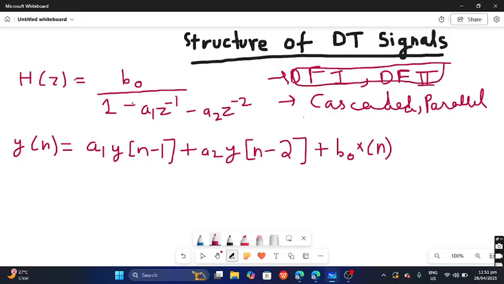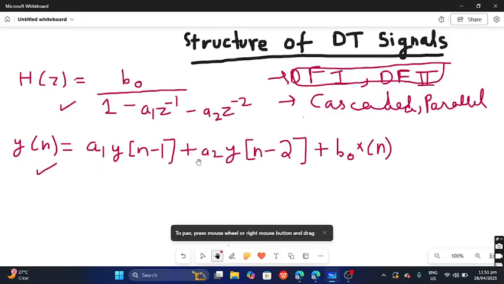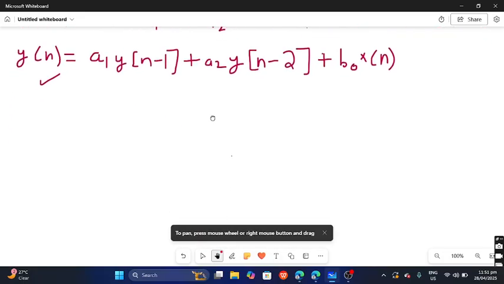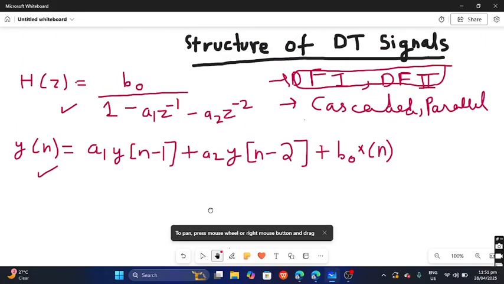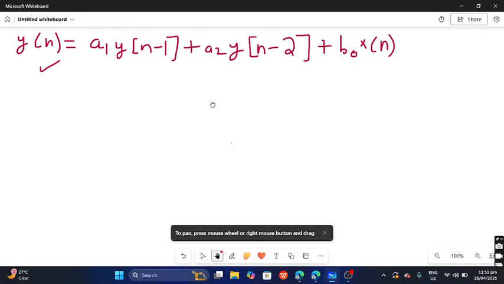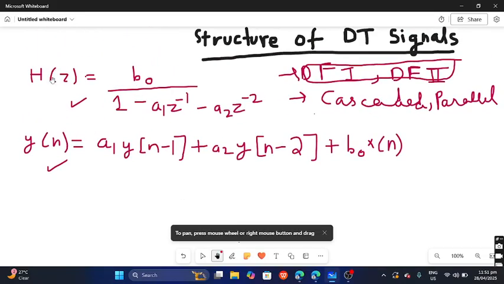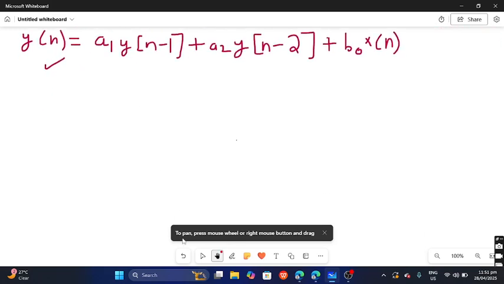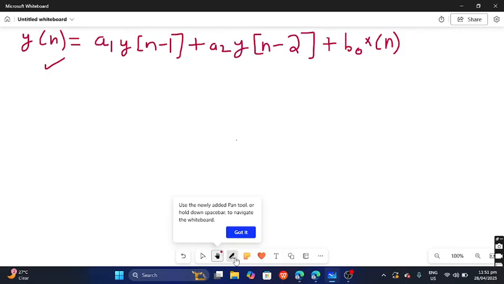So we have this transfer function equation written and in y of n form also. We will look at this y of n equation and make our structure. You know how to get from h of z to y of n. It's very simple. Just break this h of z into y of z divided by x of z and do cross multiplication, and next it is easy. So now I will make the structure.